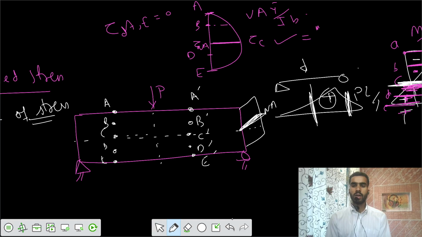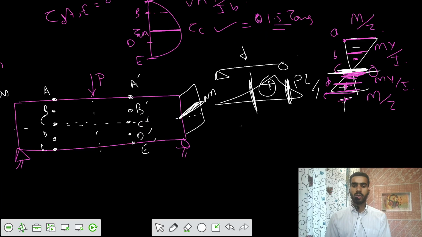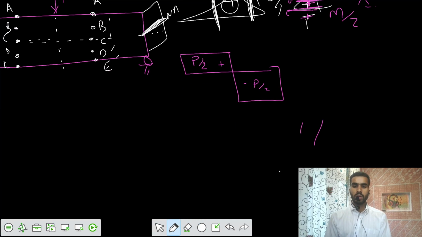That's some value of 1.5 tau average. So what is the direction of that tau? Is it positive tau or negative tau? For that, I would say, what is the shear force at that location? If I make the shear force diagram, there is some P by 2 and there is some P by 2. This is negative, this is positive. So ABCDE are somewhere here. They have positive shear force.